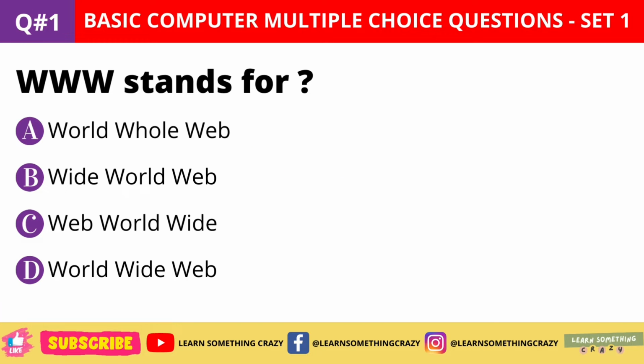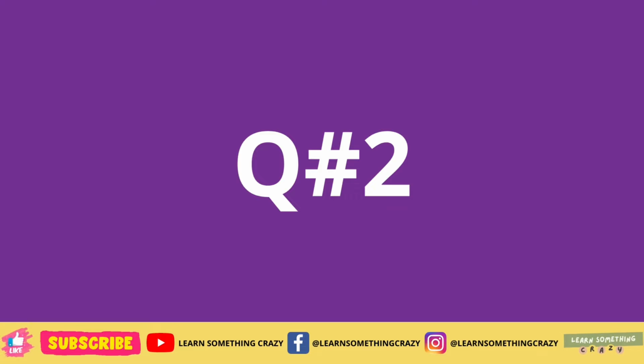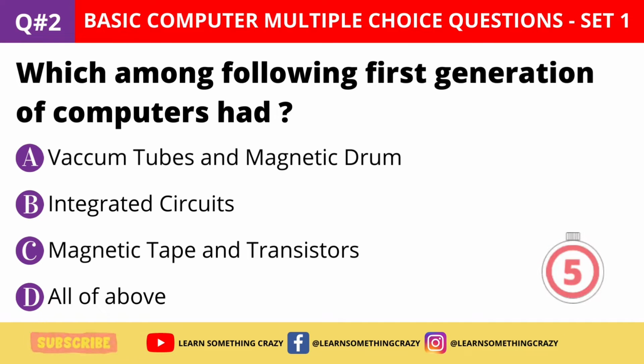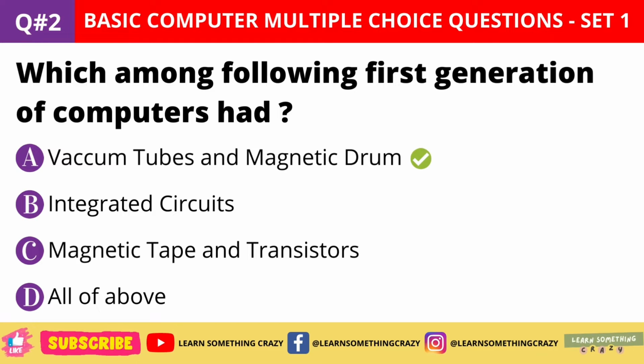WWW stands for... Correct answer is D. World Wide Web. Which among the following first generation of computers had... Correct answer is vacuum tubes and magnetic drum.